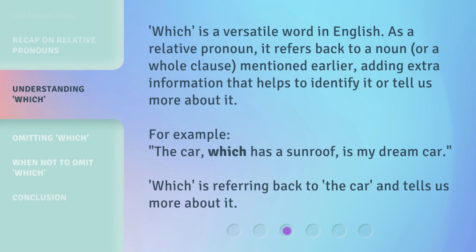Which is a versatile word in English. As a relative pronoun, it refers back to a noun, or a whole clause, mentioned earlier, adding extra information that helps to identify it or tell us more about it. For example, the car, which has a sunroof, is my dream car. Which is referring back to the car, and tells us more about it.